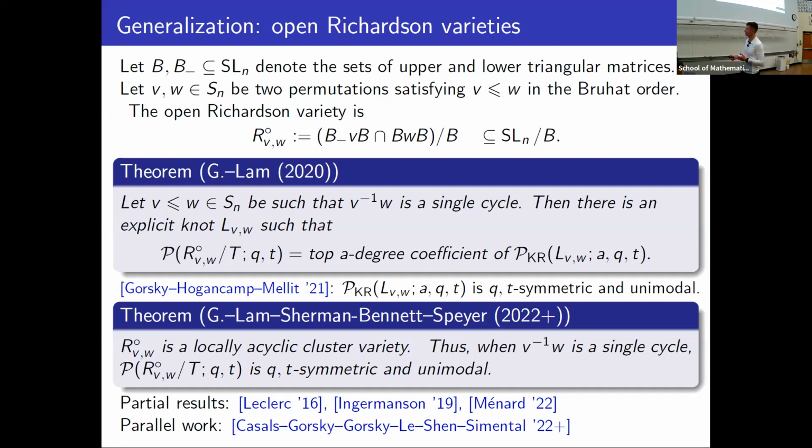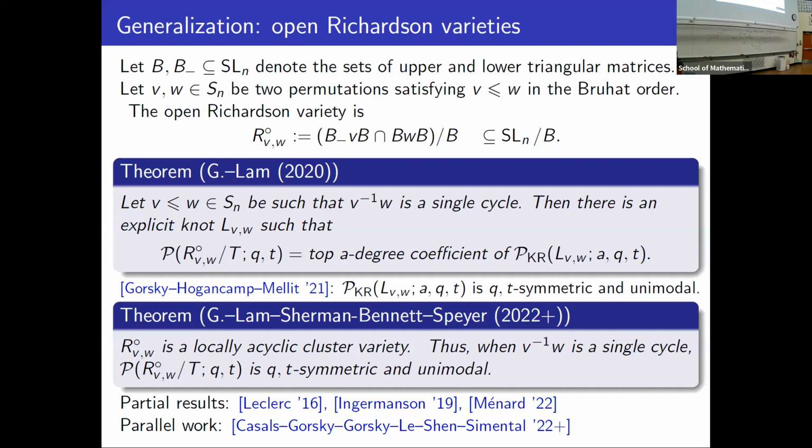We also thought about the cluster structure for open Richardsons, and we found a pretty nice construction which generalizes Plabic graphs. In parallel with us, there was this work by six authors who also found cluster structures in types ADE. But we have local acyclicity, and for us it's important because that's where you get unimodality. You can also get QT symmetry and unimodality from the result that Eugen mentioned yesterday, which holds for any knots.